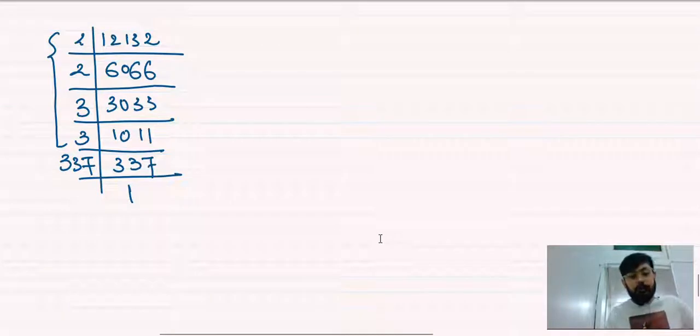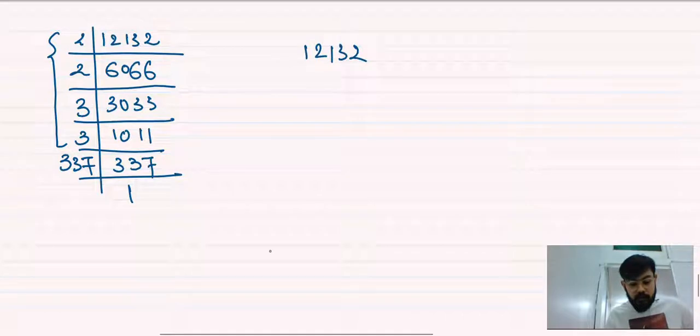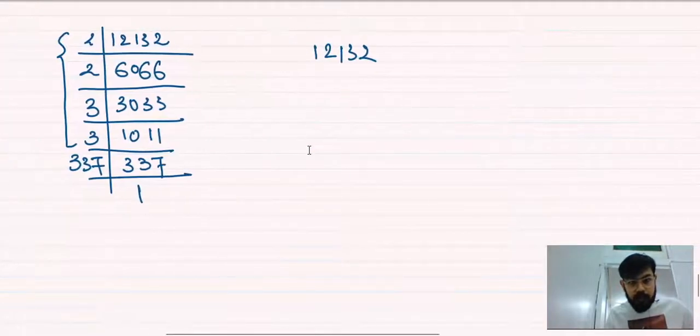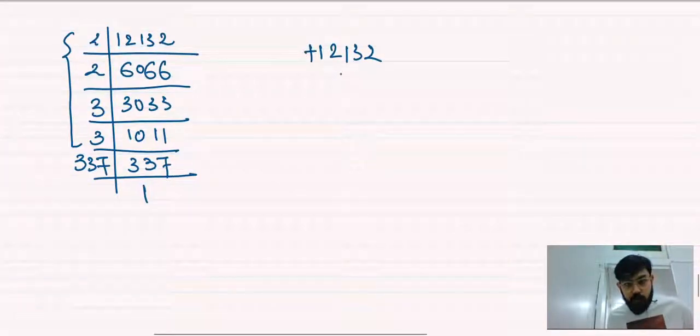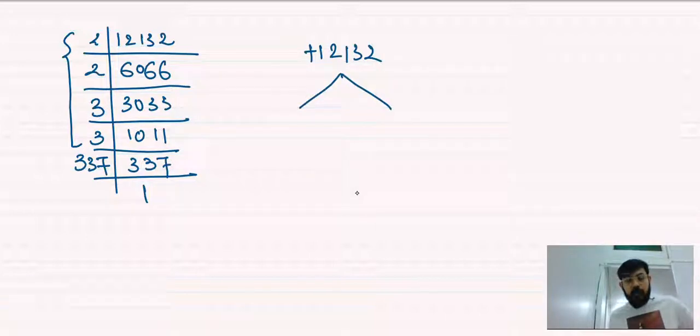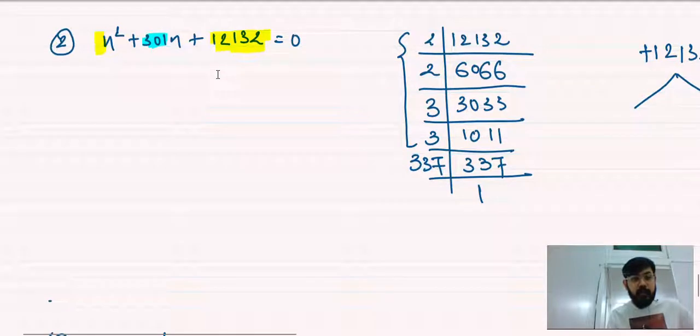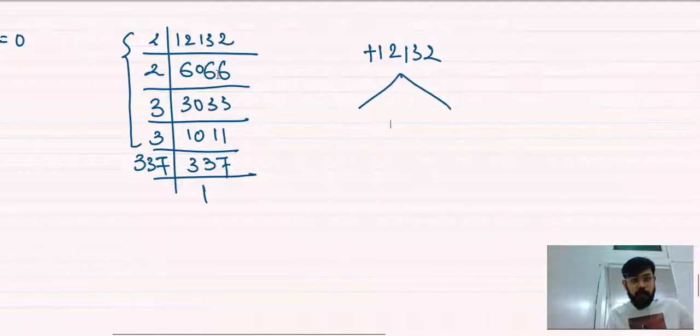Now, as I told you, your number is 12132. The sign in front of it is plus. You need two factors for it, correct? And the sum or difference of these two factors should give you 301. That is for sure.